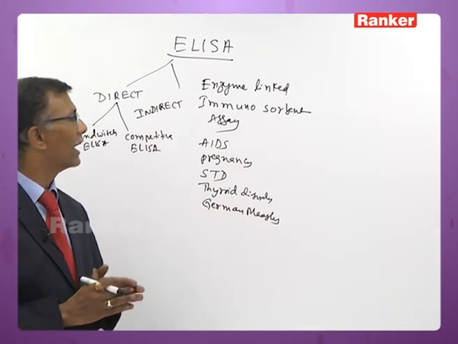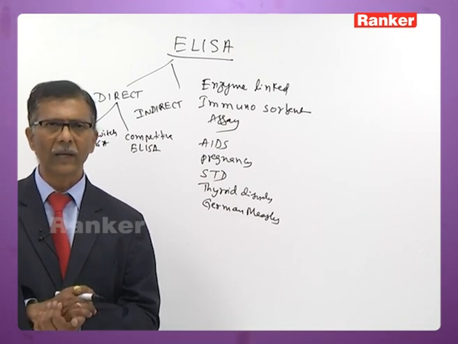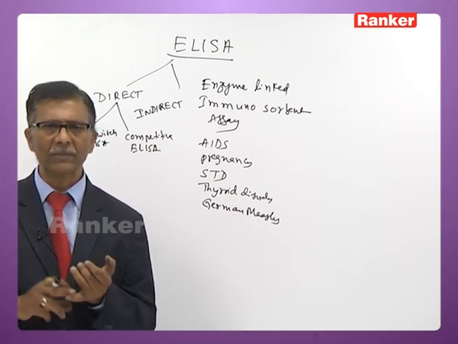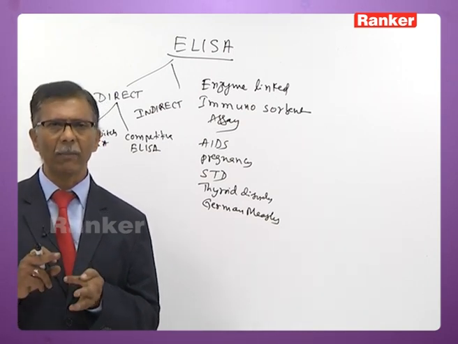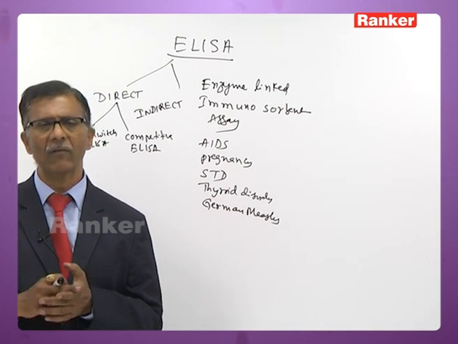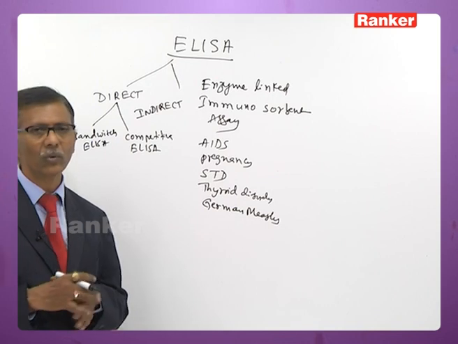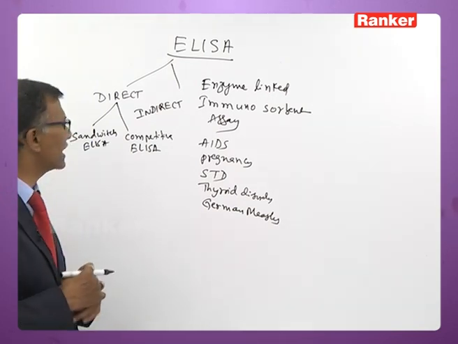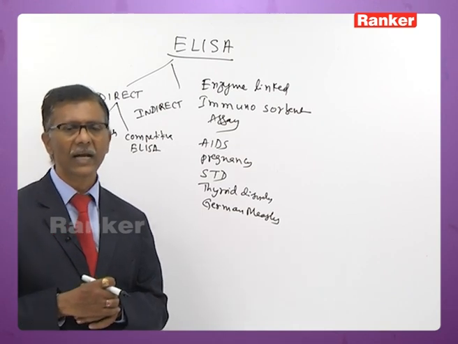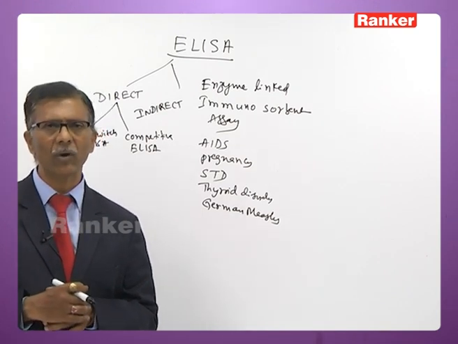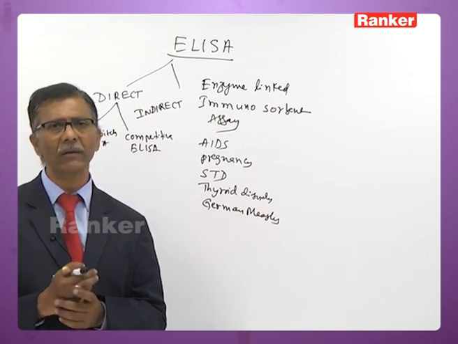So ELISA requires many chemicals also. It requires a substrate, it requires an enzyme, it requires even a buffer solution, it requires even a wash fluid, and it is broadly divided into two types with regard to AIDS, direct ELISA and indirect ELISA. Direct ELISA is used to identify the antigen, indirect ELISA is used to identify the antibody. Direct ELISA again has two types, sandwich ELISA and competitive ELISA.